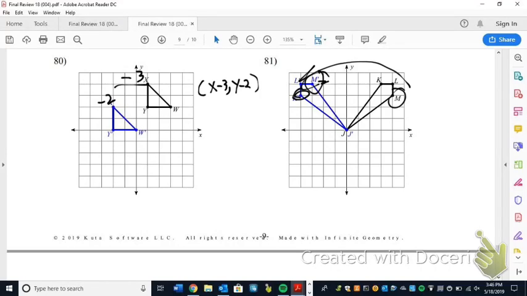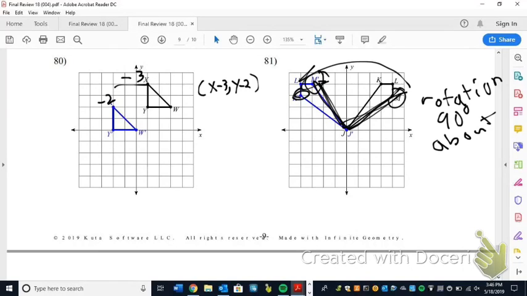So with this one, what we're going to do is we're going to go a rotation 90 degrees, because we know that this line right here and this line right here are perpendicular about the origin. Now notice I don't say clockwise or counterclockwise, because if I don't say anything, it is assumed to be counterclockwise.